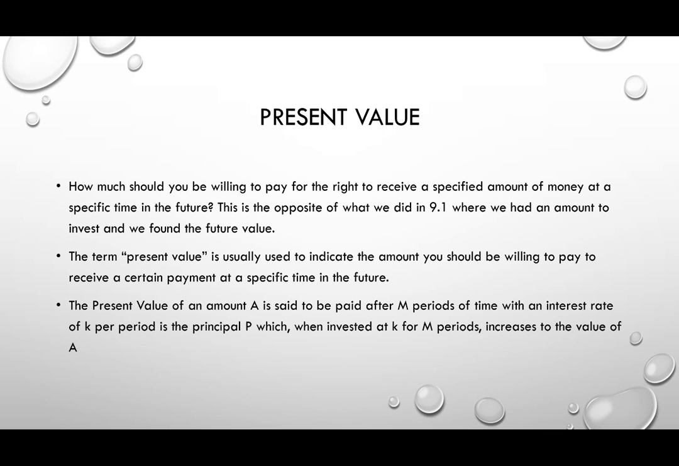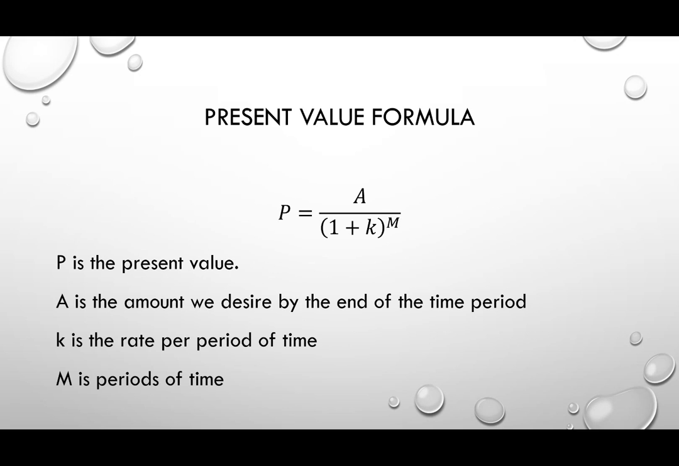Present value, to reiterate: how much should you be willing to pay for the right to receive a specified amount of money at a specific time in the future? This is the opposite of what we did in 9.1. The term present value is usually used to indicate the amount you should be willing to pay to receive a certain payment at a specific time in the future. The present value of an amount A to be paid after M periods of time with an interest rate of K per period is the principal P. Let's get into our present value formula.